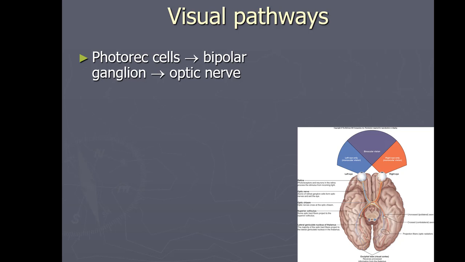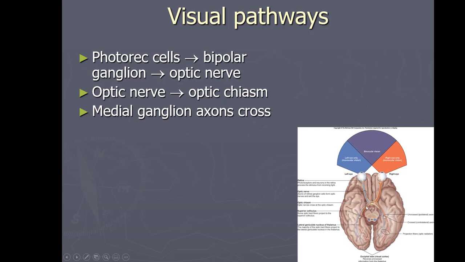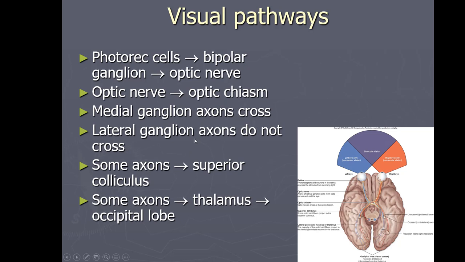All right, as far as the visual pathway goes, pretty simple. So yeah, the photoreceptors, bipolar neurons, ganglion cells, optic nerve, which goes into the brain. You have the optic chiasm, which you've seen before, crossing here. And then you don't have to know all this, but most of the visual stimuli is going to the occipital lobe of the brain.